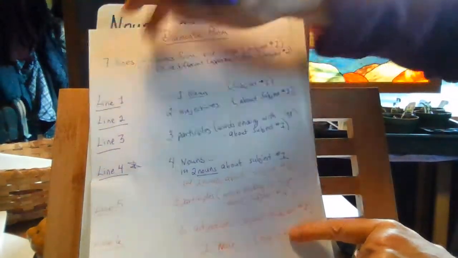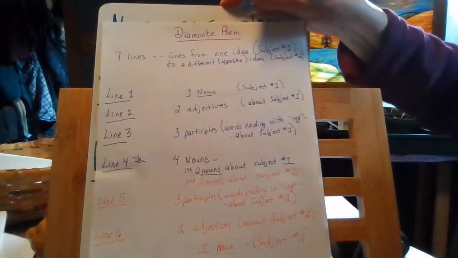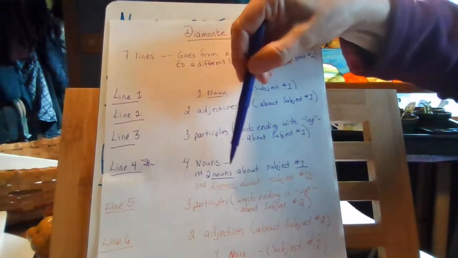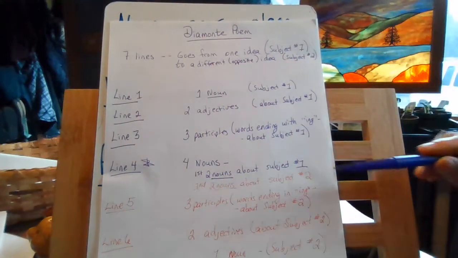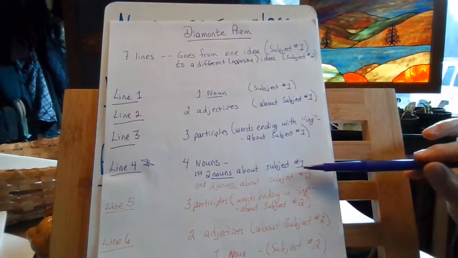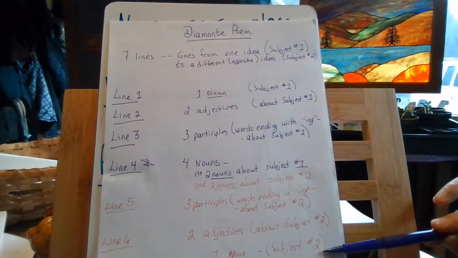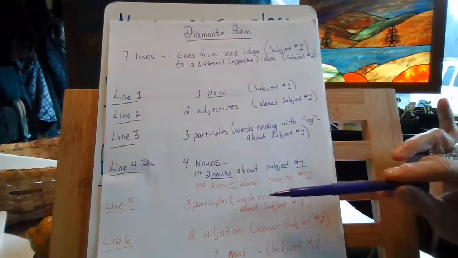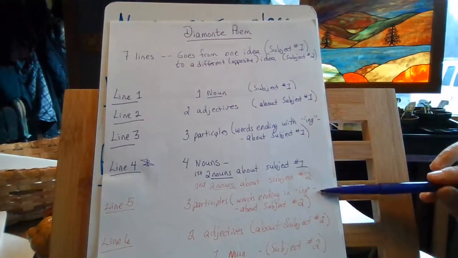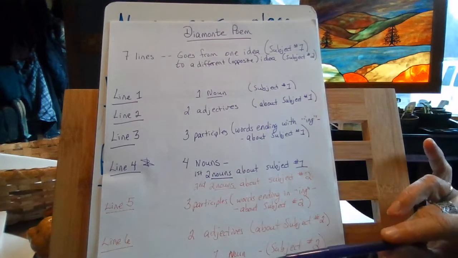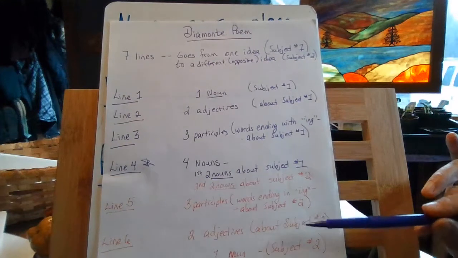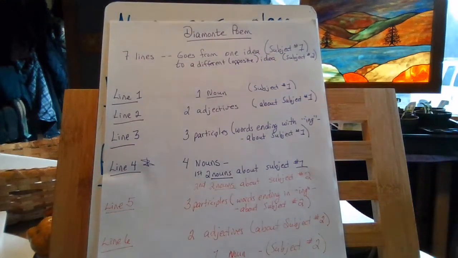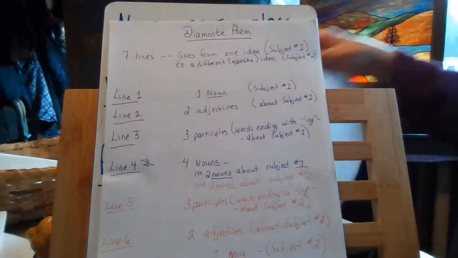Line four is the tricky line, because line four is where the poem flips, right? The first two nouns are going to be all about subject number one, and then I've changed colors for you. The second two nouns are going to be about subject number two, or line seven. Three participles, words ending in ing on line five, about subject number two, or line seven, and then two adjectives describing line number seven, or subject number two.